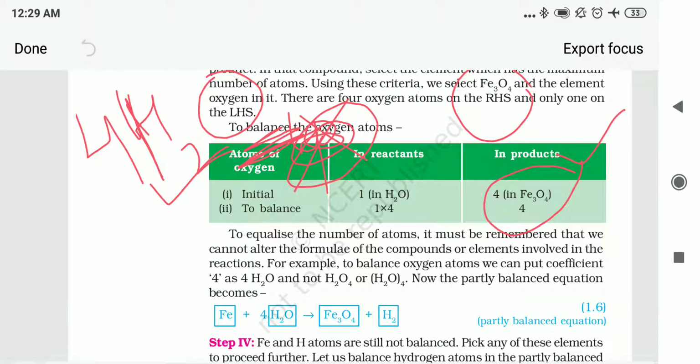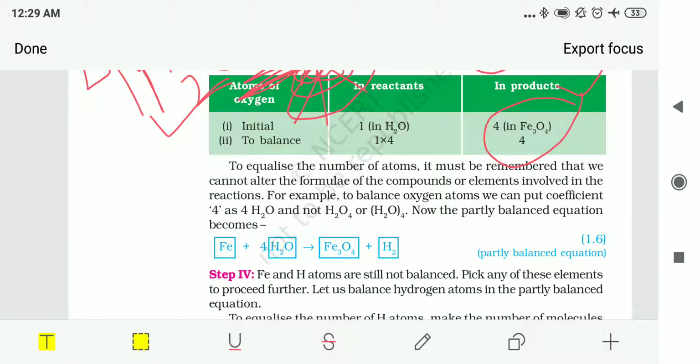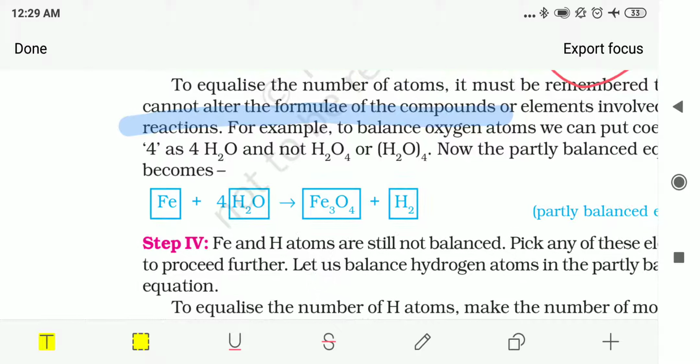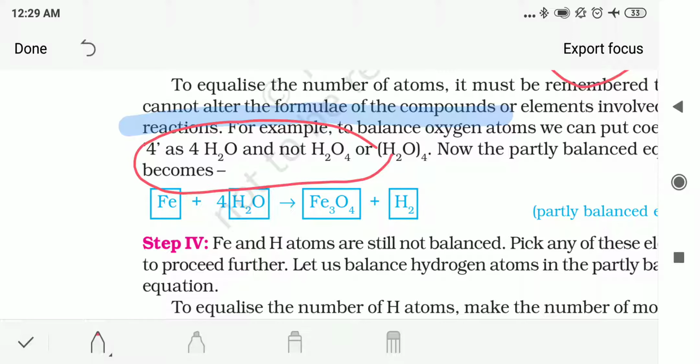The next point is to equalize the number of atoms. It must be remembered that we cannot alter the formula of the compound. This is a very important line. To equalize the number of atoms, it must be remembered that we cannot alter the formula of the compounds or elements involved in the reactions. For example, to balance oxygen atoms, we can put coefficient 4 as 4H2O and not H2O4. Here it is clearly written, we cannot write it as H2O4 outside like this.